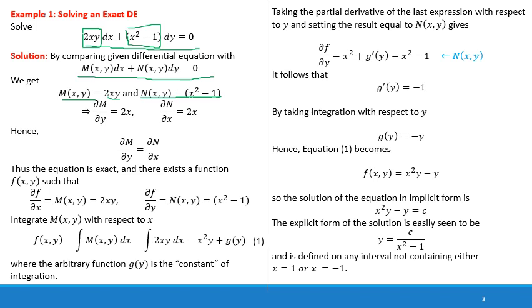So we will take the partial derivative of function M with respect to y, we will get 2x, and when we take the partial derivative of function N with respect to x, we will also get 2x. So partial M by partial y is equal to partial N by partial x. So this is an exact equation, and there exists a function f where partial f by partial x is equal to function M, which is 2xy, and also partial f by partial y is equal to function N, and its value is x square minus 1 from here.